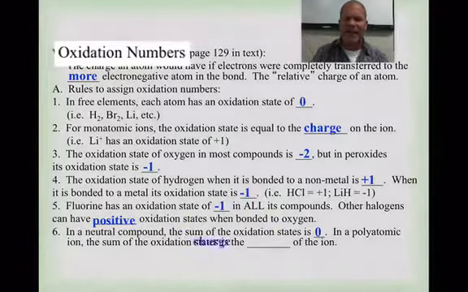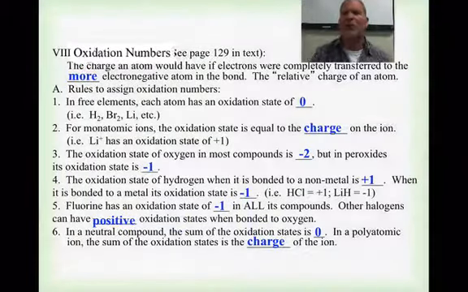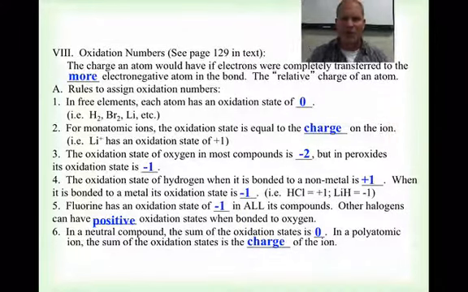Because this is now leading outside the box. We told you, we kept you inside the box, saying group 1 is a +1, group 2 is a +2, transition metals, group 13 is a +3, and group 16, for example, -2, 17, -1. But now we're going to move outside the box a little bit. We're going to deal with what we call oxidation numbers.